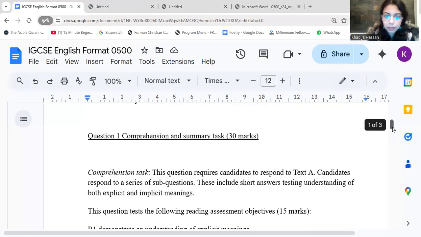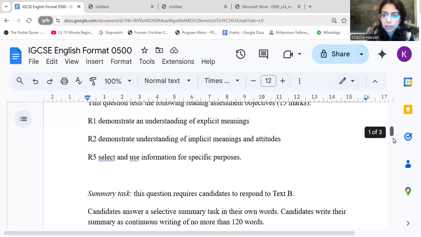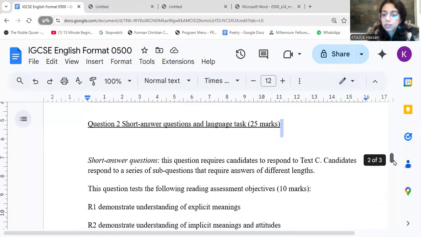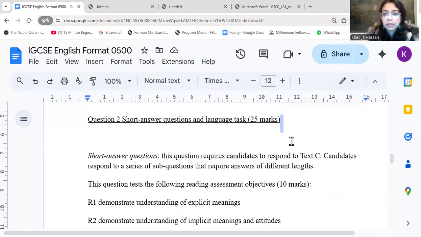So question 1 is a comprehension and summary task. Question 2 is a short answer questions and language task. So the meaning and effect question is actually called the language task. I like to call it the meaning and effect question, and that is for a total of 25 marks. But the language task solely, or the meaning and effect question solely, is for 15 marks.